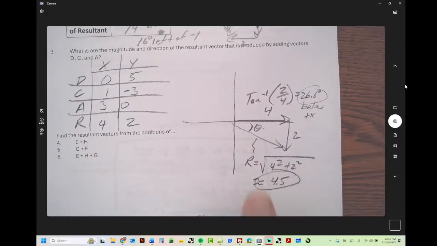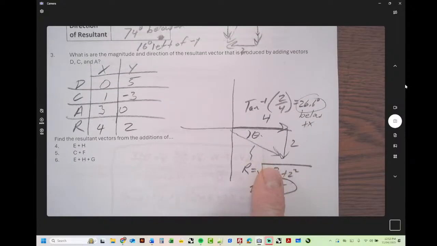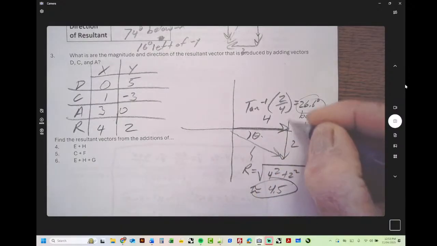Does anybody have any questions about number 3? It's supposed to be above X, did I mess up? Yeah, it's above X. Yep, so it's this -2. Thank you.